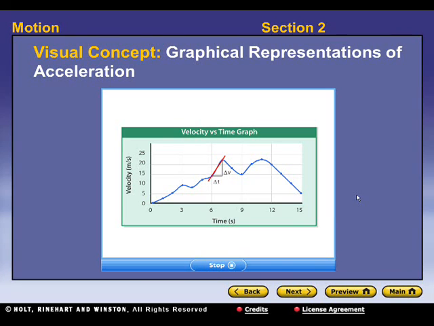The acceleration at any moment, called the instantaneous acceleration, can be found by shrinking the time interval. As the time interval becomes infinitesimal in size, the value of the average acceleration approaches the instantaneous acceleration. The instantaneous acceleration at a particular moment in time is the slope of a line tangent to the velocity time graph at that time.